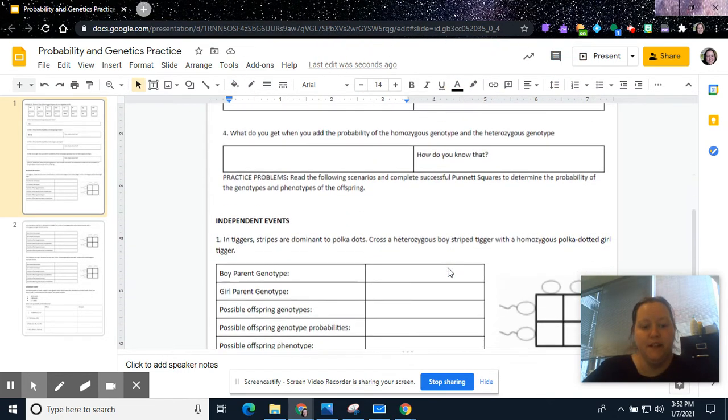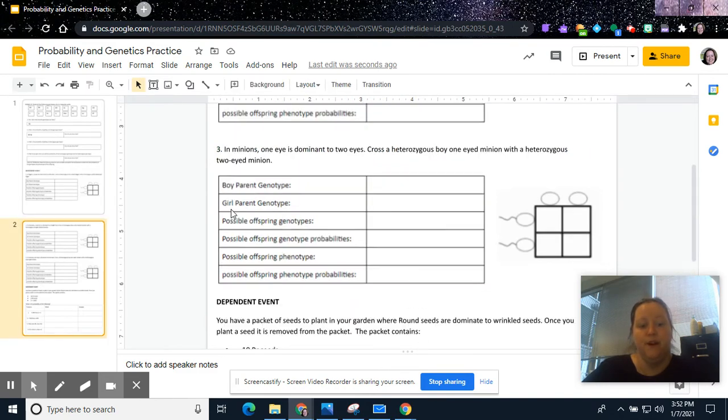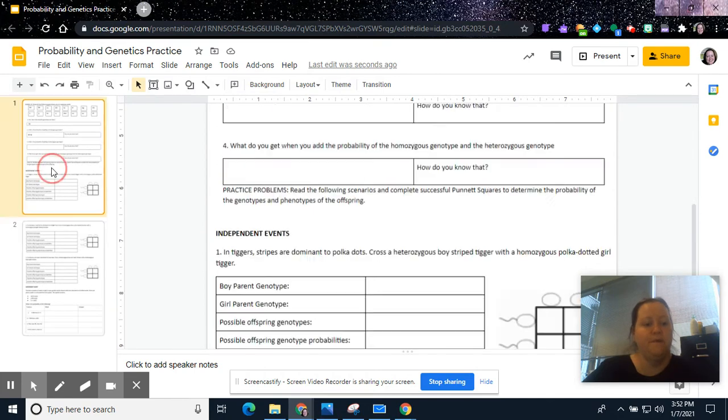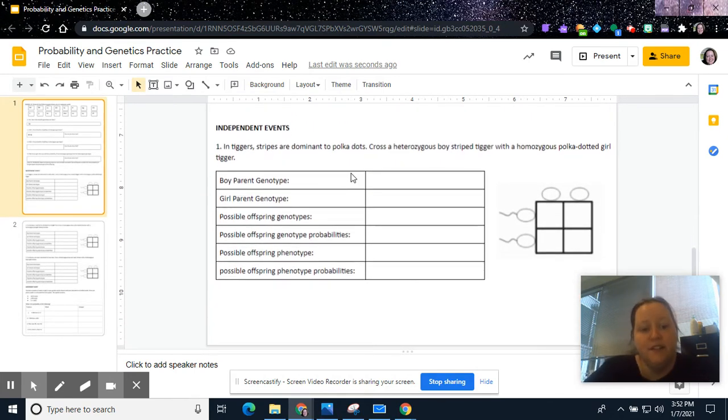Now I would like to come down here and work through this example problem with you, and then you will do the 2 on the back on your own. So looking down here, it says in Tigers, stripes are dominant to polka dots. Cross a heterozygous boy striped tiger with a homozygous polka dot girl tiger.